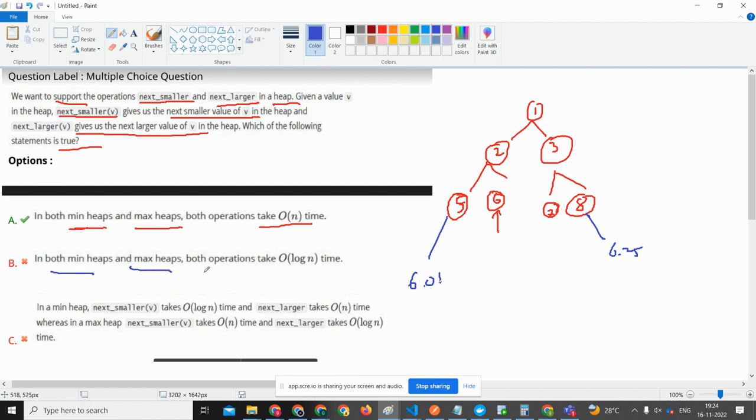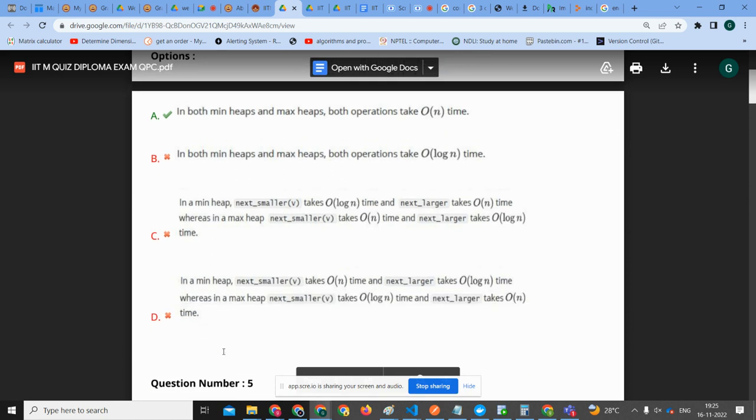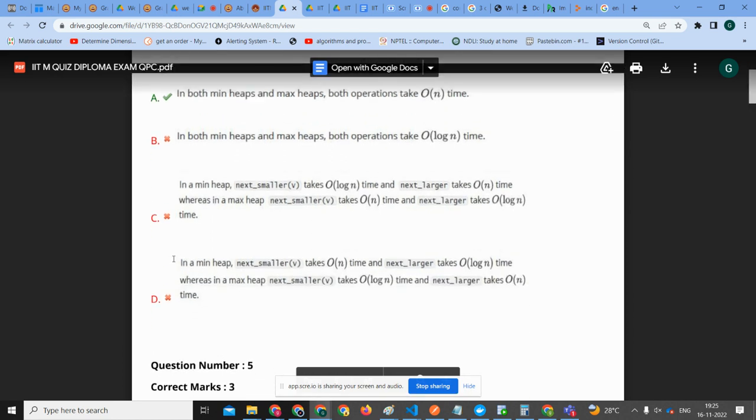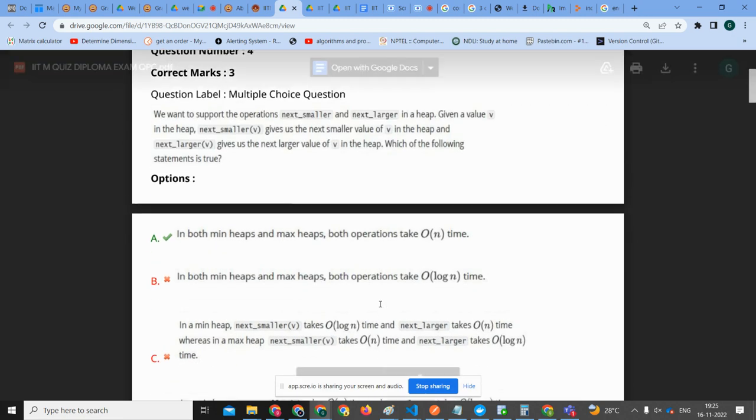In both min heap and max heap, both operations take log n time, which is not the case, right? It's big O of n. In a min heap, next smaller takes big O of log n, and next larger takes big O of n, whereas in the max heap, next smaller takes, it's wrong actually. This is also wrong. Both actually take big O of n. I think there's a single select option, so it's fine. This question should be okay.